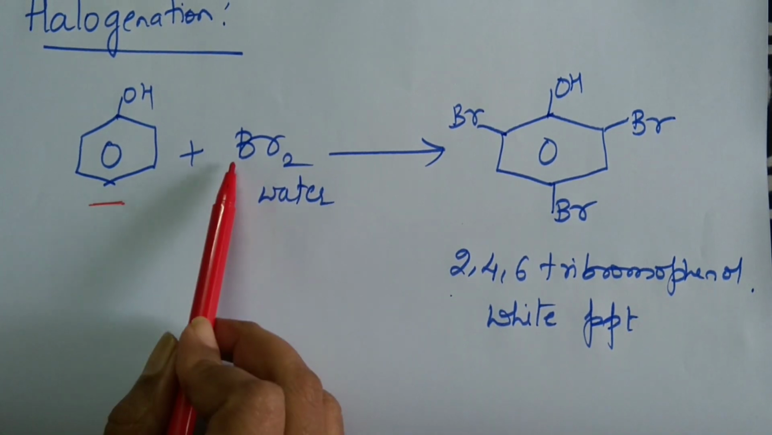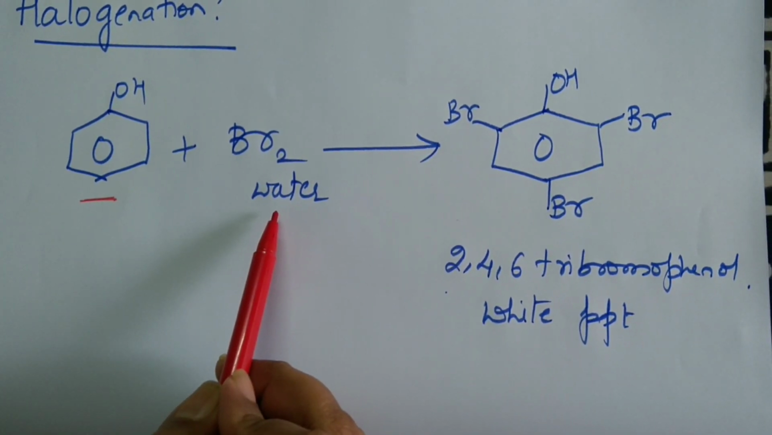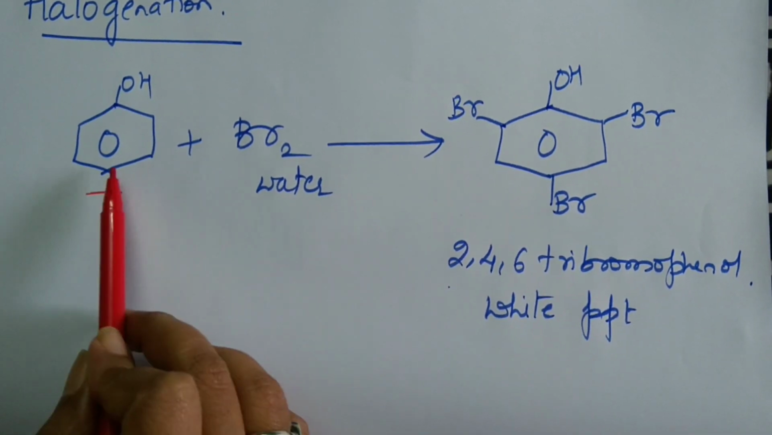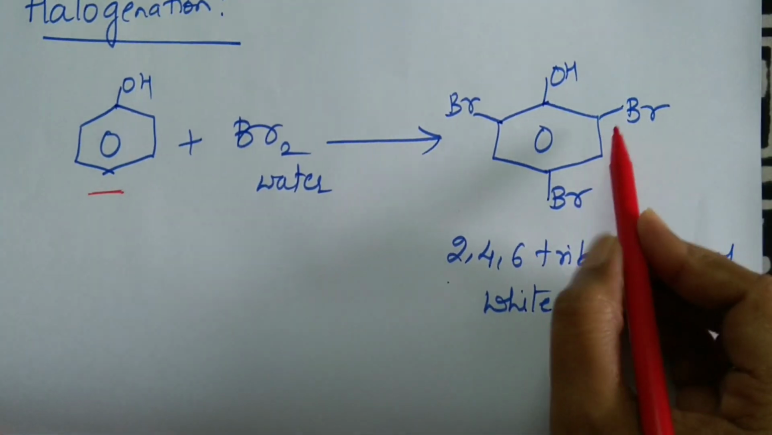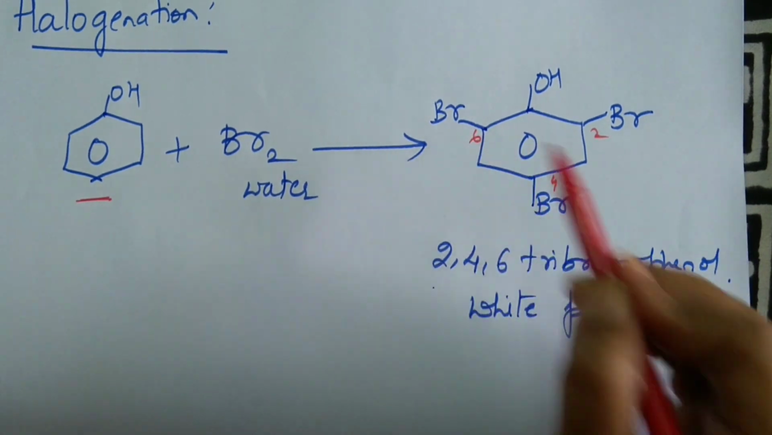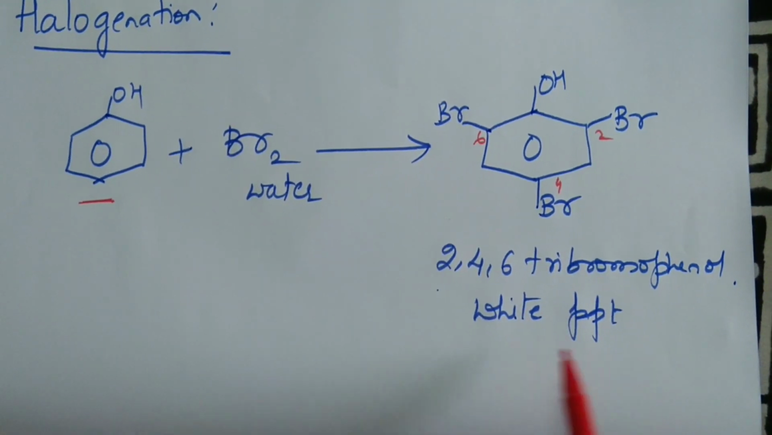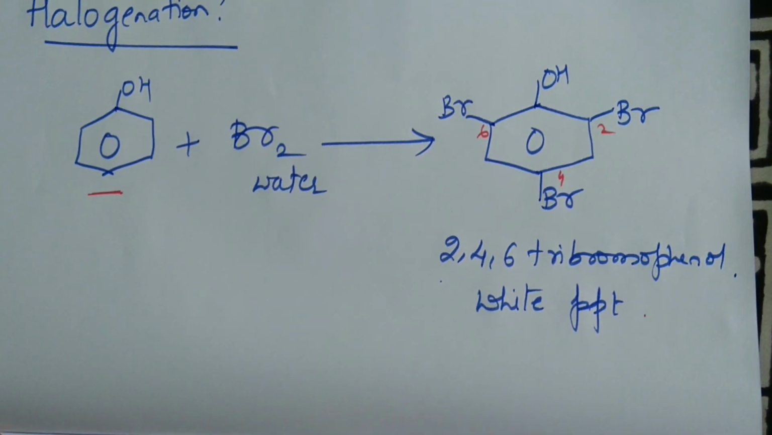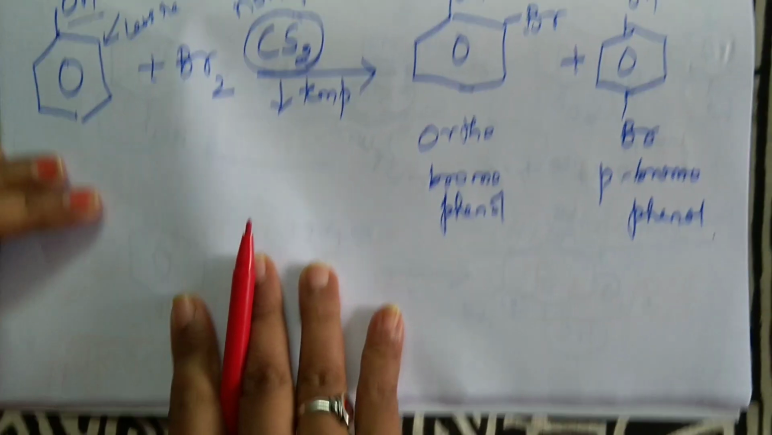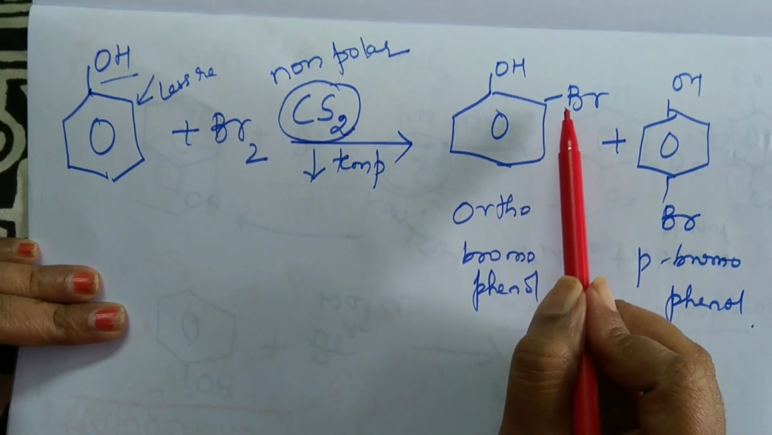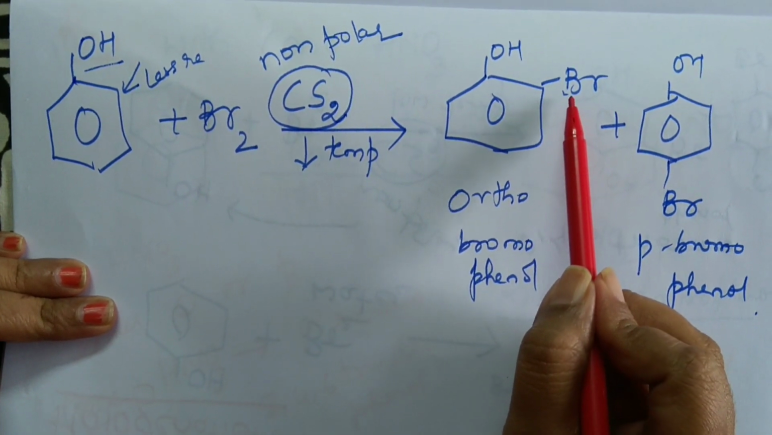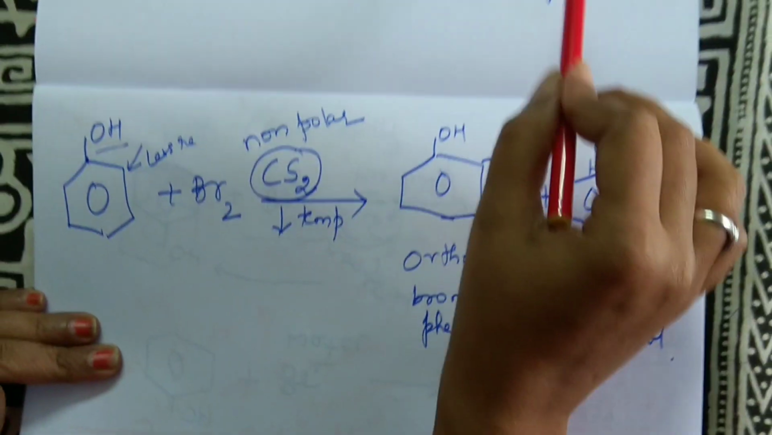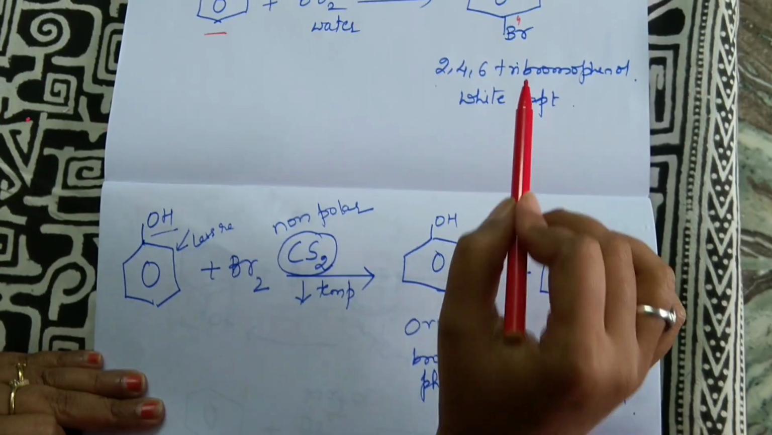Let us learn halogenation of phenol. Phenol, when treated with bromine water. So what is bromine water? Bromine dissolved in water is passed through phenol. We get 2,4,6 tribromophenol, which is a white precipitate. Now I want compounds wherein bromine is substituted either at the ortho position or para position. I don't want it to be substituted at all three positions.